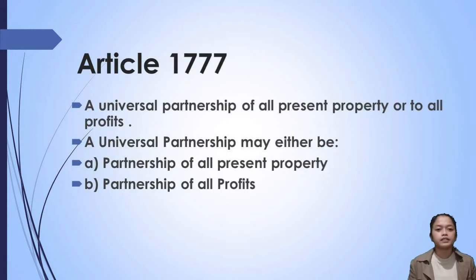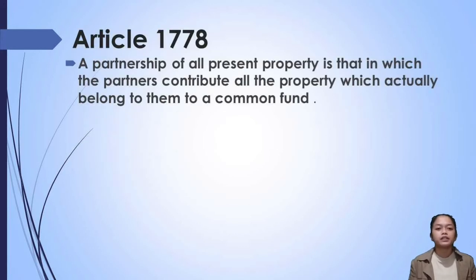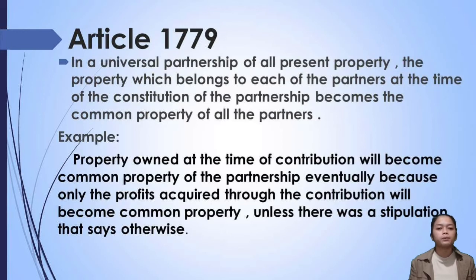Article 1777. A universal partnership may refer to all present property or to all profits. A universal partnership may either be a partnership of all present property or a partnership of all profits. Article 1778. A partnership of all present property is that in which the partners contribute all the property which actually belongs to them to a common fund.